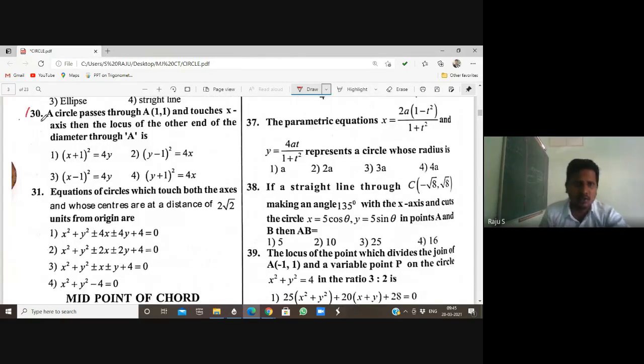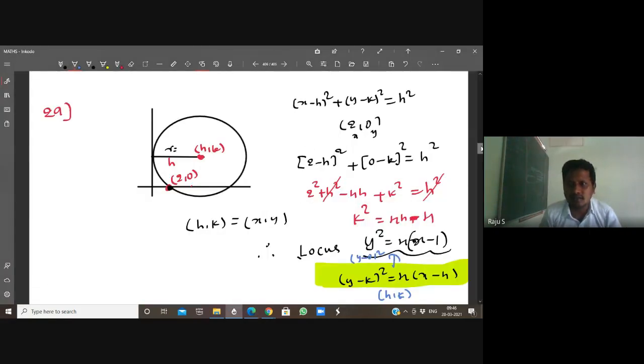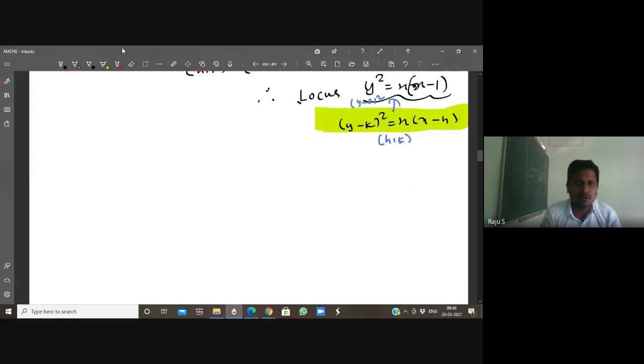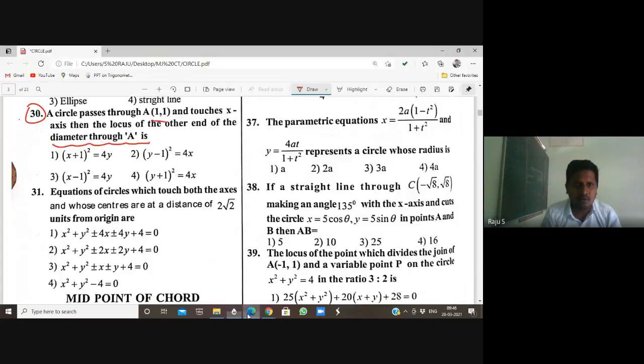Simple question. And question number 30: the circle passes through 1 comma 1 and it touches the x-axis. Again it touches the x-axis; the previous question touched the y-axis, this one touches the x-axis. Find the locus of the other end of the diameter through A. So can you try this? What are they asking here? It touches the x-axis and passes through 1 comma 1. I'll give some idea, and according to that you have to form it.